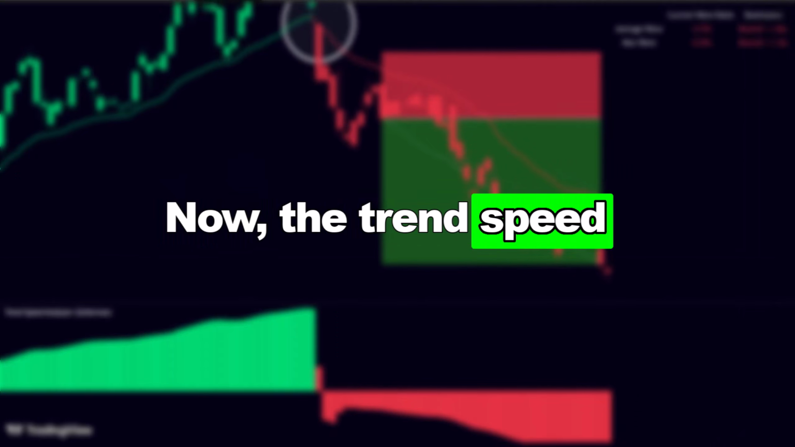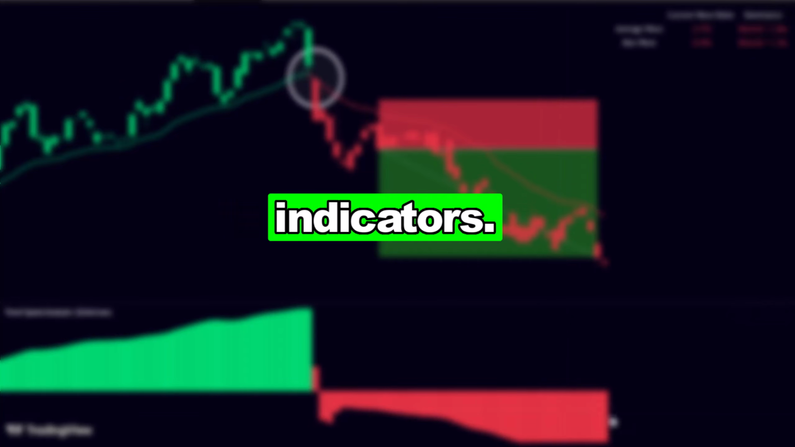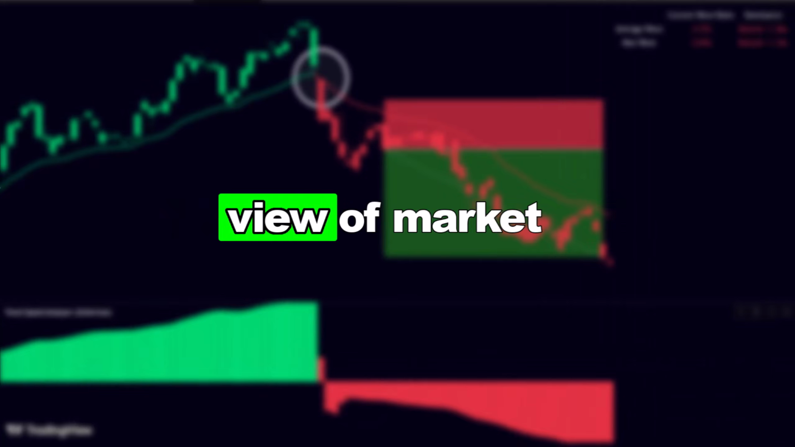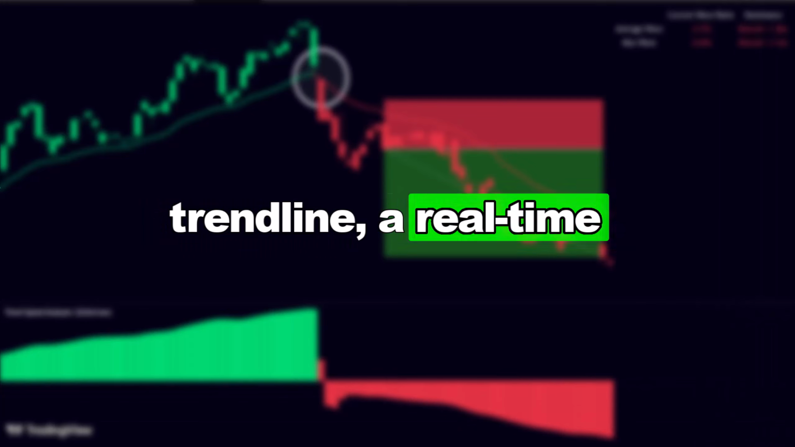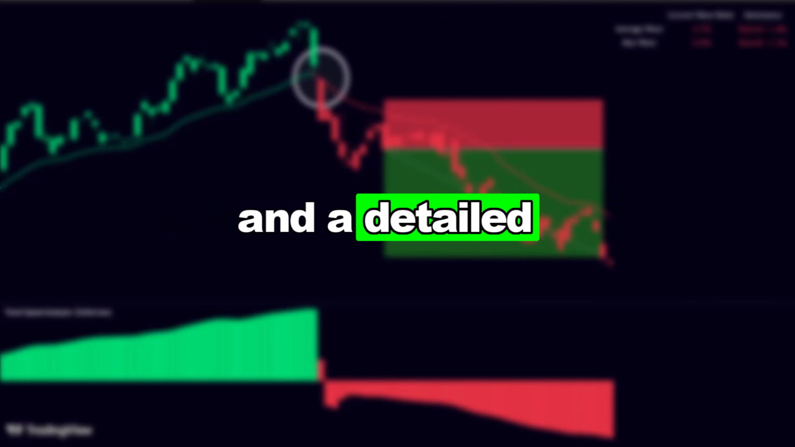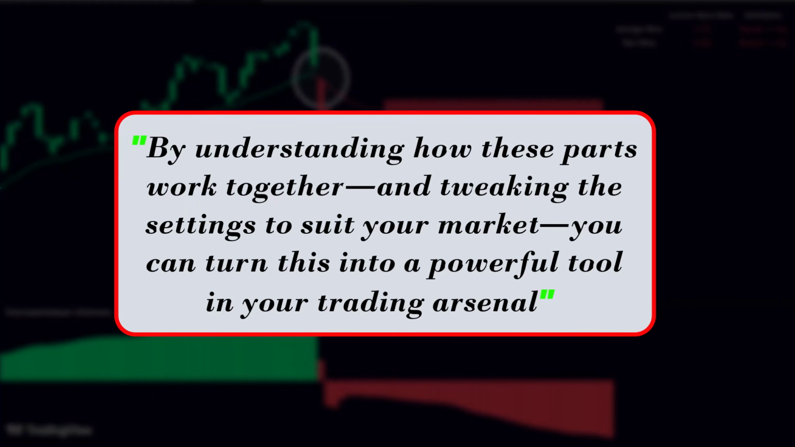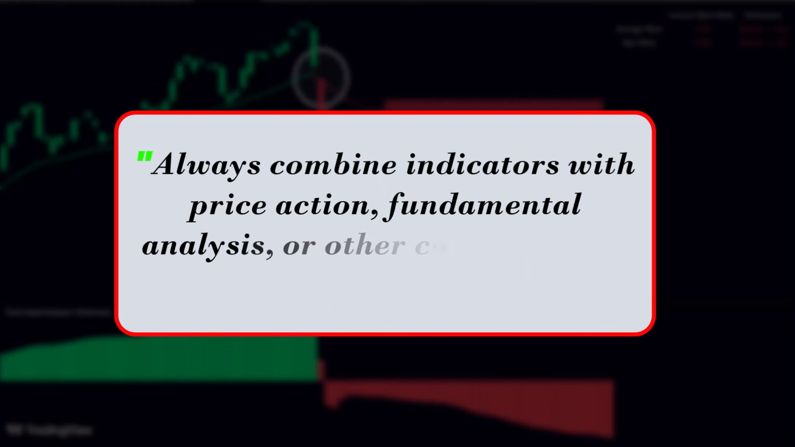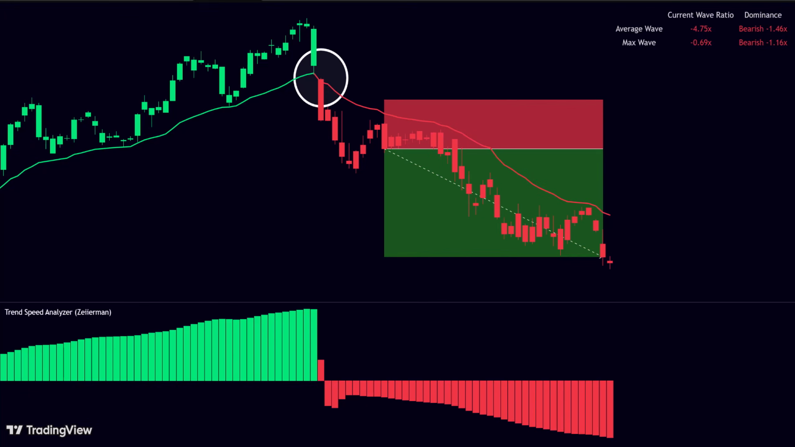Now, the Trend Speed Analyzer by Zeiierman goes far beyond basic trend-following indicators. It aims to provide a 3D view of market momentum by combining an adaptive trend line, a real-time momentum histogram, and a detailed statistical table. By understanding how these parts work together and tweaking the settings to suit your market, you can turn this into a powerful tool in your trading arsenal. Always combine indicators with price action, fundamental analysis, or other confirmations before making trading decisions.